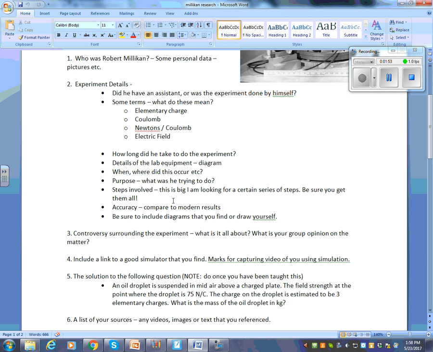Okay? You should compare to modern results. If we were to do it today, what would we get? How does that compare to Millikan? Be sure to include diagrams that you find or draw yourself.